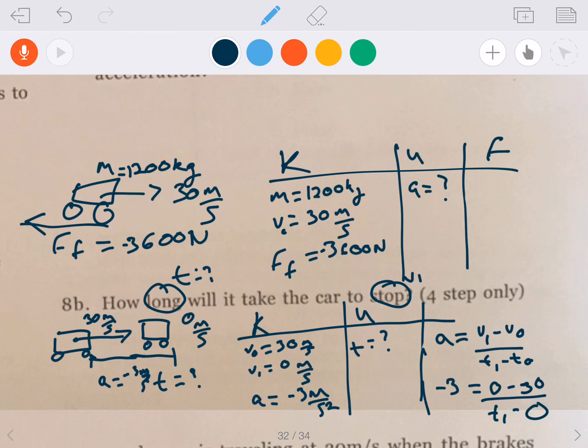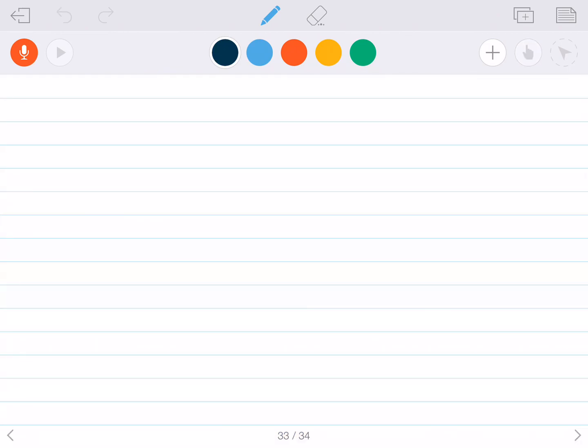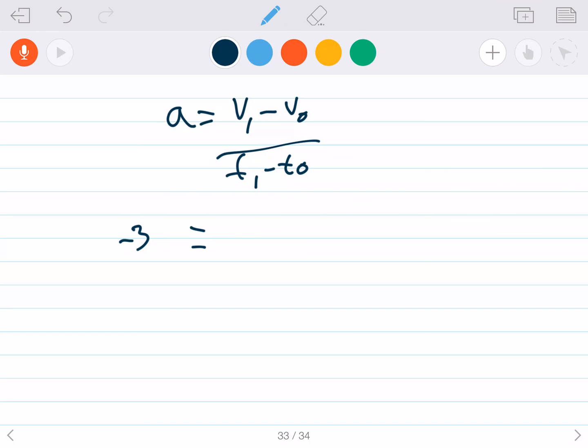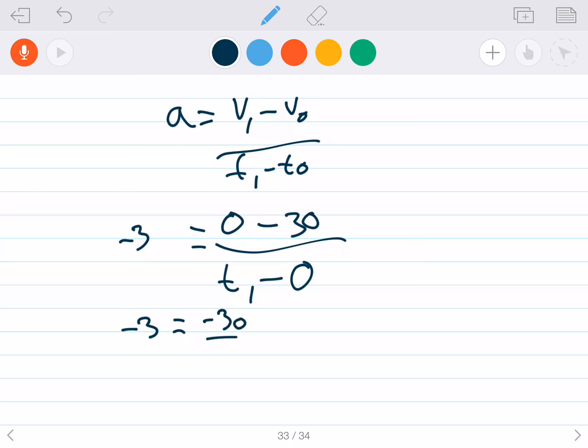I'm going to continue my work on another sheet of paper, okay? So let me rewrite this. So we've got A equals V1 minus V0 over T1 minus T0 equals negative 3. That's acceleration. V1 is 0, V0 is 30, over T1 minus 0. Do our math. Negative 3 equals negative 30 over T1.